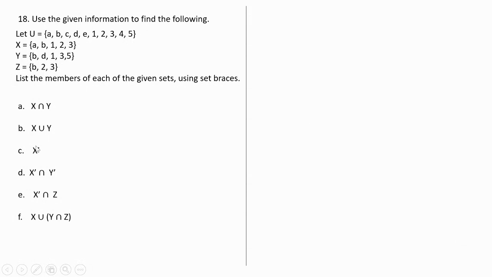Now, I like to do this before, because we have to find the complement of X and the complement of Y, and complement means not. I like to use the word not. So why is the complement of X equal to C, D, E, 4, 5? Because you go back to the universal set. Not A, not B, not 1, not 2, not 3. So what's left? The C is left, so is the D, and the 4 and the 5. So the complement of X is going to be C, D, E, 4, 5.